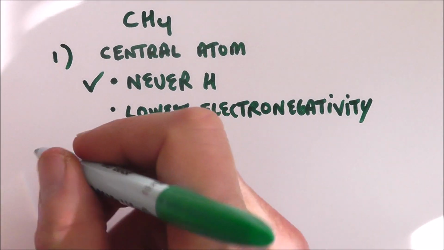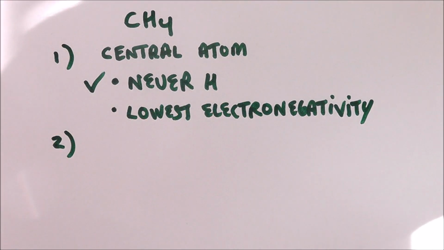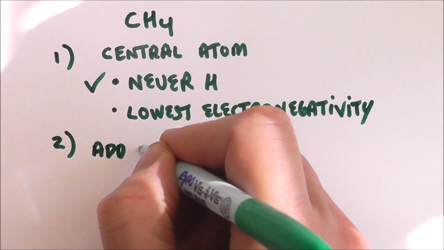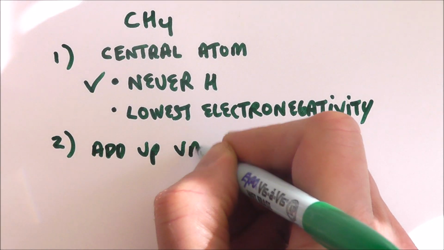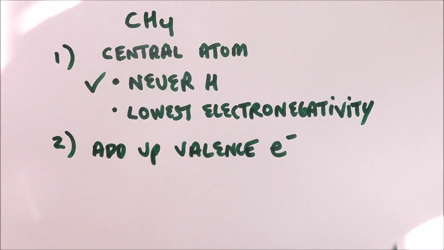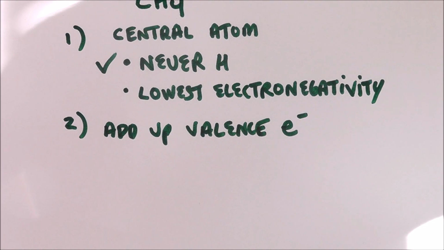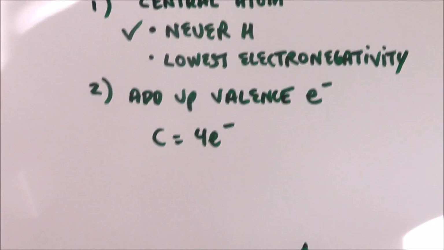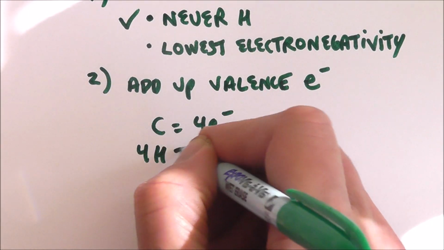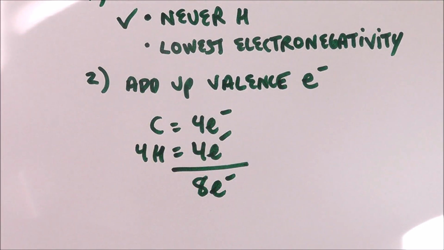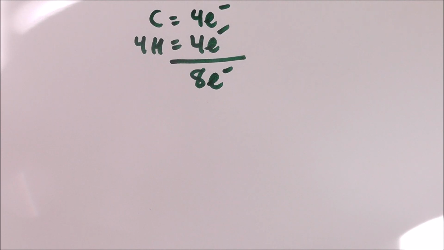Step 2 is that you've got to add up all the valence electrons. That's what we did in the previous example. So let's go ahead and do that. Carbon, 4 valence electrons, group 4, 4 H's, 4 valence electrons. We're playing with a total of 8 valence electrons.